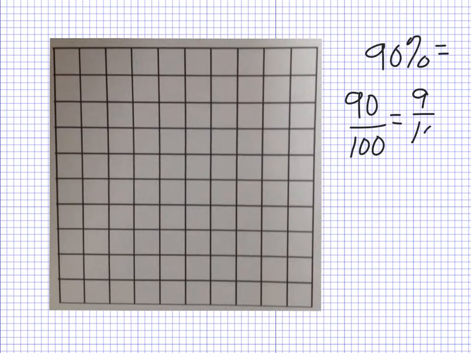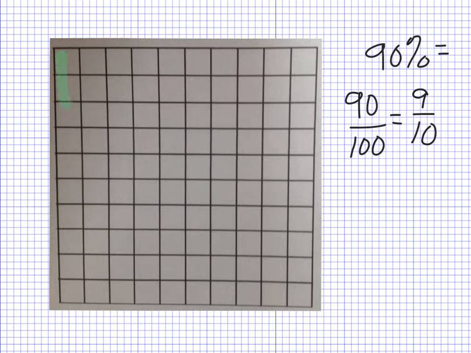This problem asks us to model 90%. Now, percent means out of 100, so I can rewrite this as 90 out of 100, which is also equivalent to 9 out of 10. So in this 10 by 10 grid, which has 100 squares, I could color in 90 out of the 100 squares, or I could color in 9 out of 10 columns, or 9 out of 10 rows.